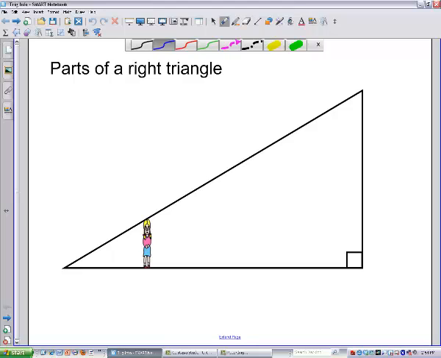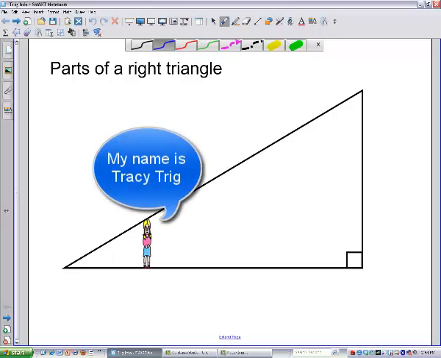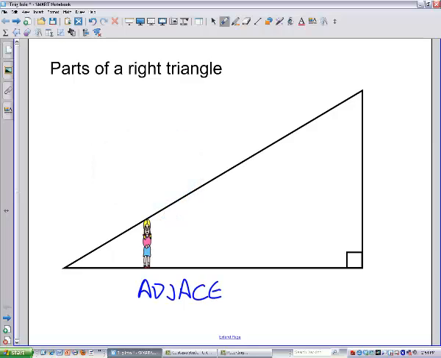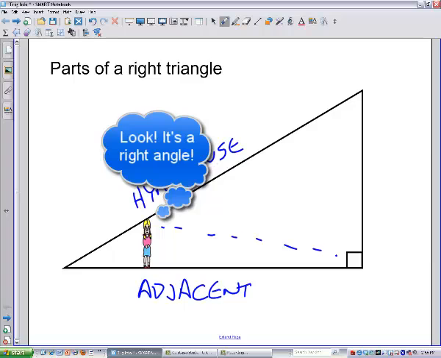We've got our little girl here standing right inside of the triangle, and the way I talk about this is that when you're standing inside this giant triangle, right away you can touch the adjacent side. That's this side right here. The other side that you can touch is the hypotenuse. The reason you can tell the difference between the hypotenuse and the adjacent is that you look over here and you see the little right angle, and you go, oh, hypotenuse, right across from the right angle. So that one must be the hypotenuse.